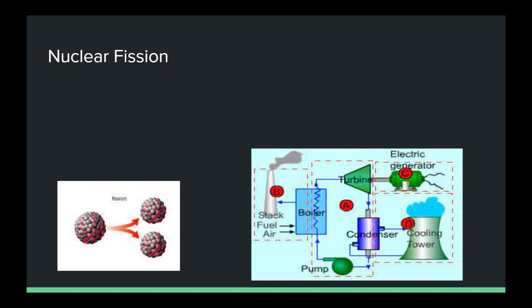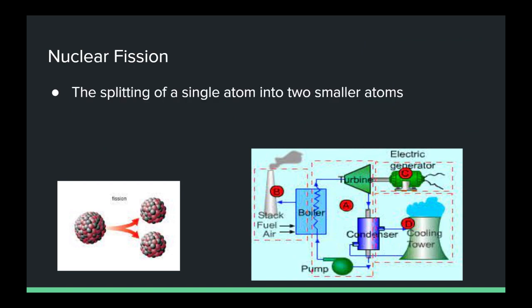Nuclear fission is a reaction where the nucleus of an atom splits into two or more smaller nuclei, releasing energy. This is the process by which the atomic bombs were engineered as well. So, since most nuclear plants use fission, that is going to be the focus of the next half of our presentation.